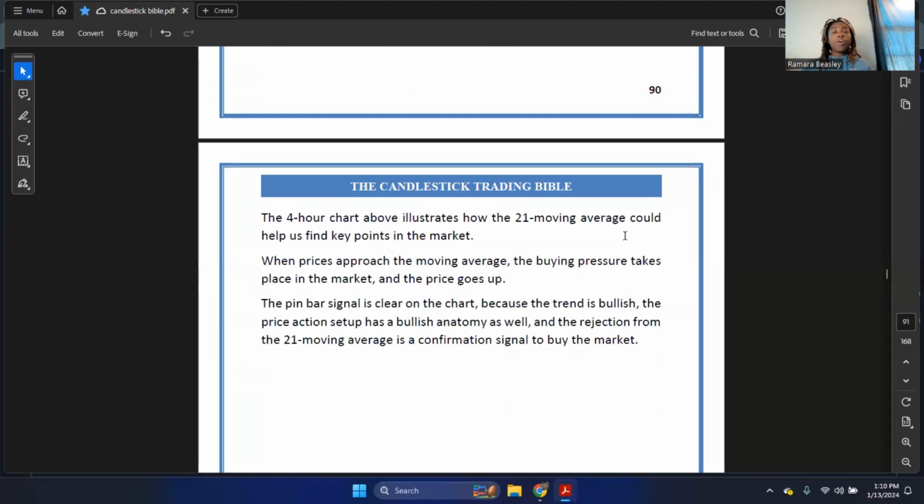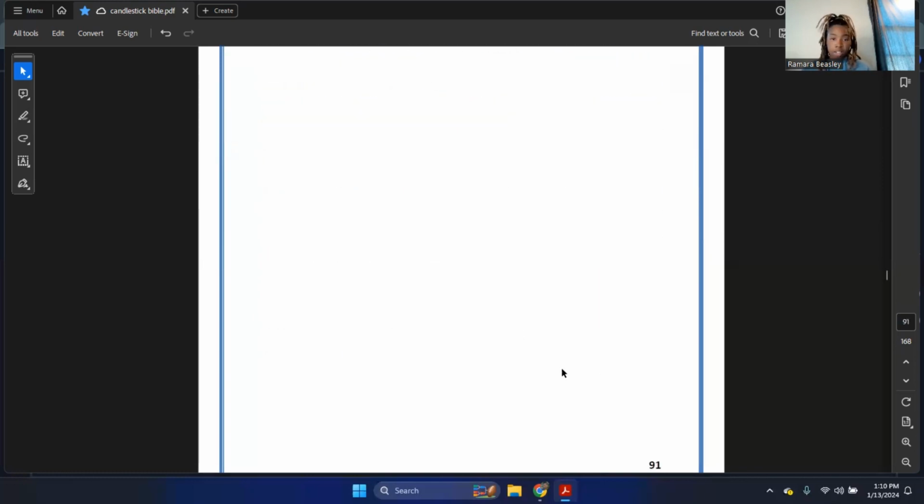All right, the 4-hour chart above illustrates how the 21 moving average can help us find key points in the market. When price approaches the moving average, the buying pressure takes place in the market and the price goes up. The pin bar signal is clear on the chart because the trend is bullish. The price action setup has a bullish anatomy as well, and the rejection from the 21 moving average is a confirmation signal to buy the market.